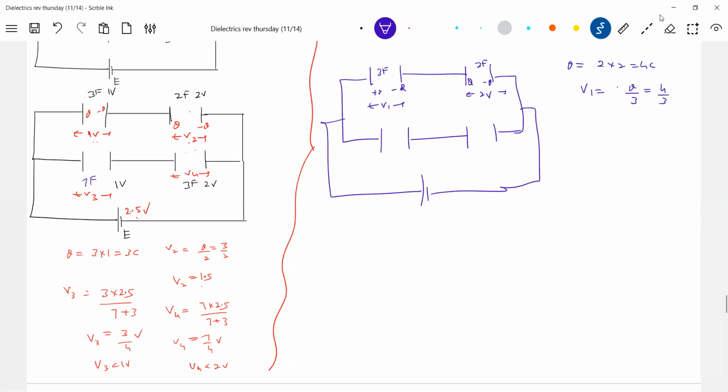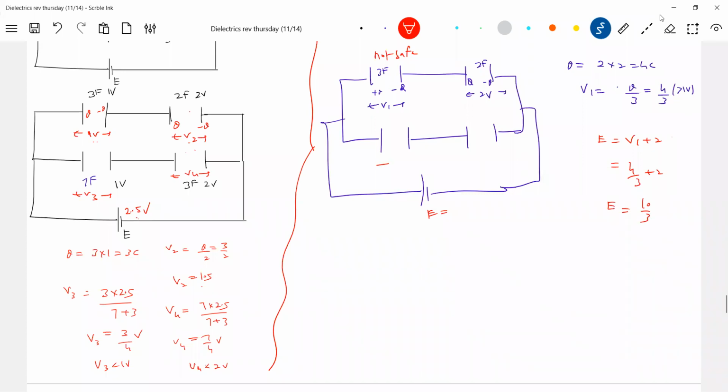So look at the voltage, more than 1 volt, no? So not safe. Okay, now V1 is 4 by 3 and this is 2. Okay, let's check this one. What is E? E should be equal to V1 plus 2 volt, 4 by 3 plus 2, which is 10 by 3 volt.